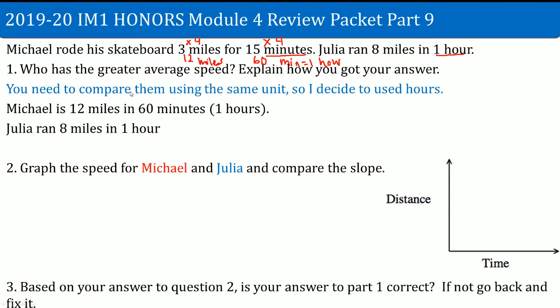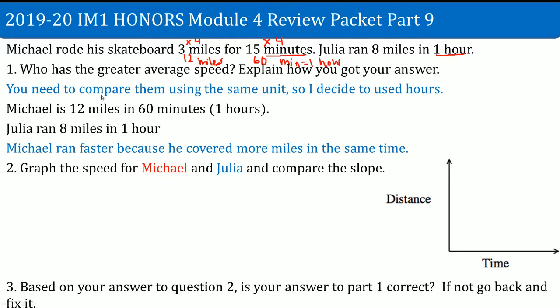And Julian is the same thing as 8 miles in 1 hour. So, who goes faster? Someone who goes 12 miles per hour or 8 miles per hour? It would be Michael, because he covered more miles in the same time, which is 1 hour.